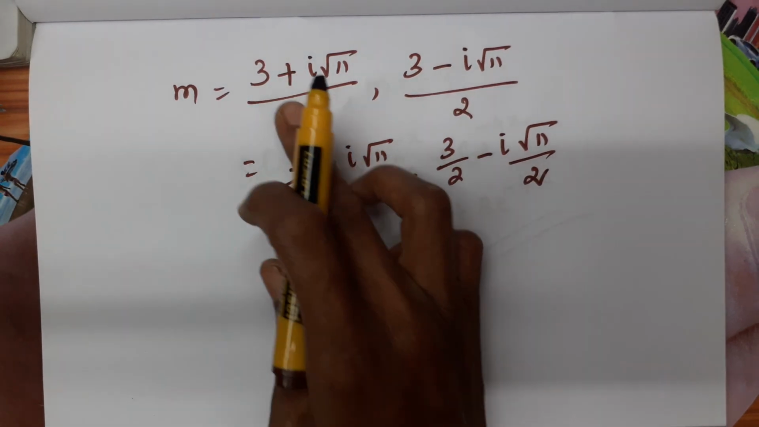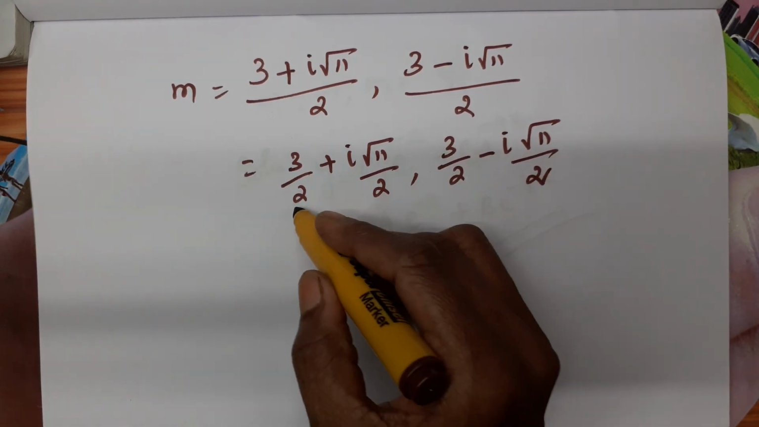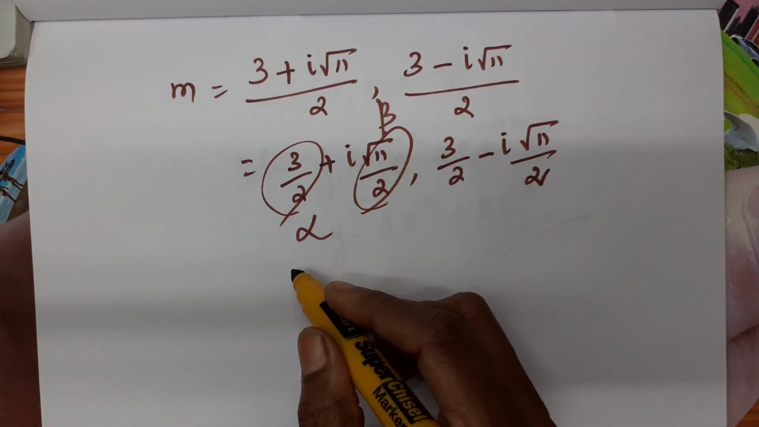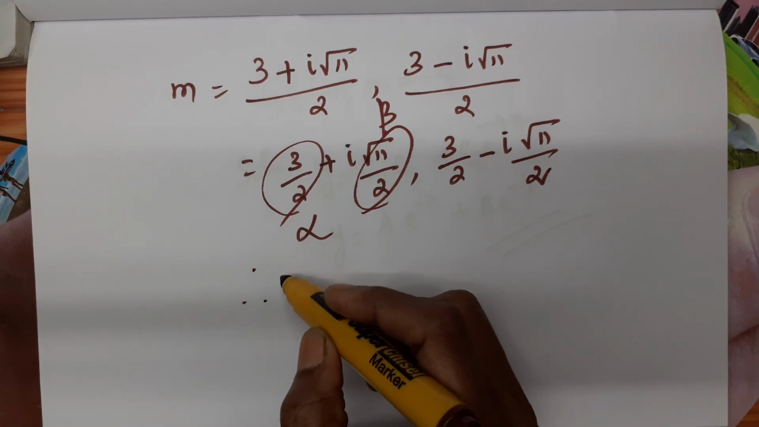I have rewritten in this way: 3 by 2 plus i root 11 by 2, 3 by 2 minus i root 11 by 2. This is my alpha and this is my beta. So alpha is equal to 3 by 2 and beta is equal to root 11 by 2. So how to write the solution?